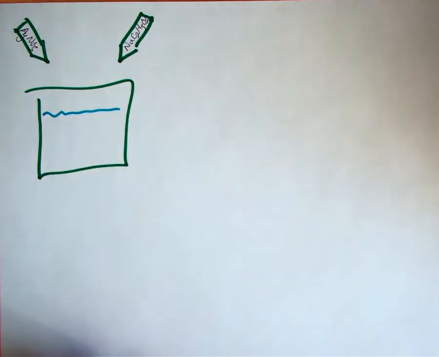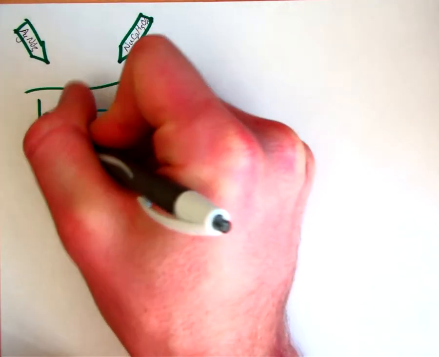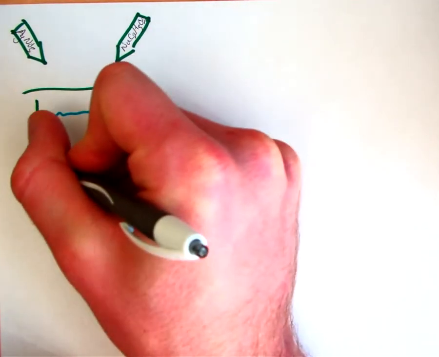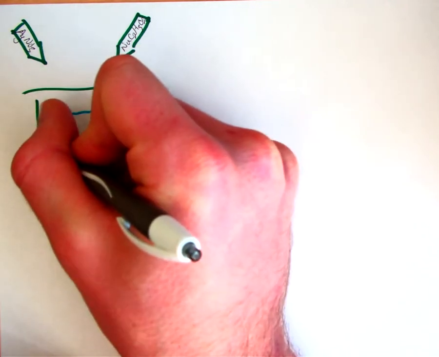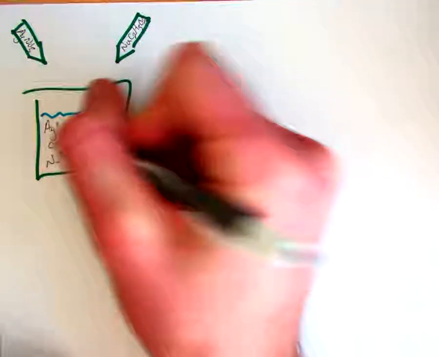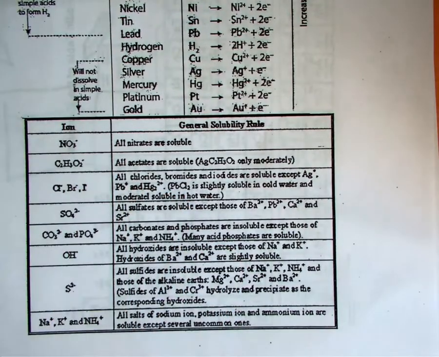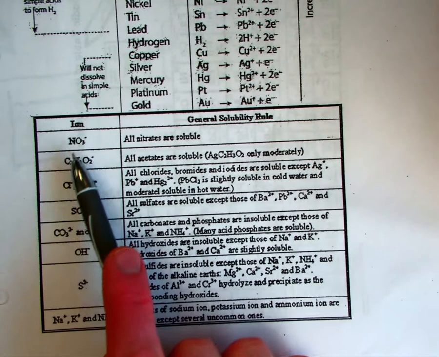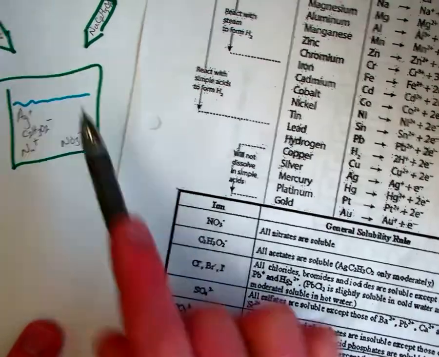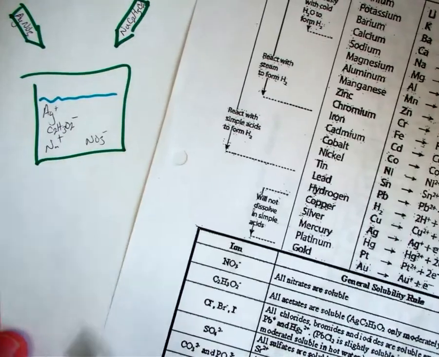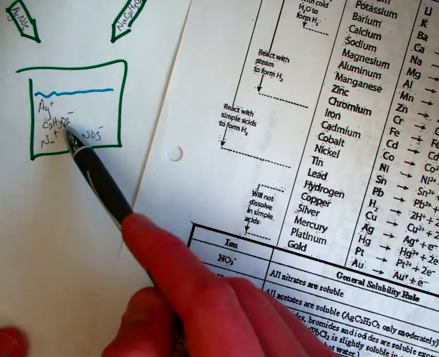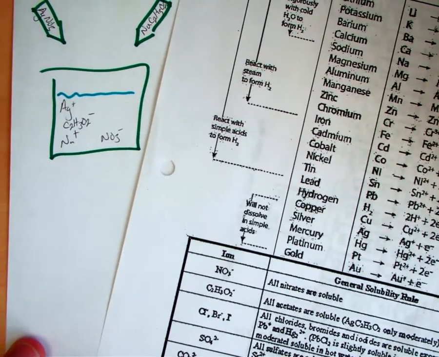Okay, as we mix these will separate Ag plus, NO3 minus, Na plus, C2H3O2 minus, etc. Now, let's check to see if these will remain dissolved in the water or if they will find a partner that they're attracted to. As we see, nitrates, all nitrates are soluble, so silver nitrate is soluble. Anything with nitrate is soluble, so that means the sodium nitrate is also soluble, which means that they will also remain mixed in the water.